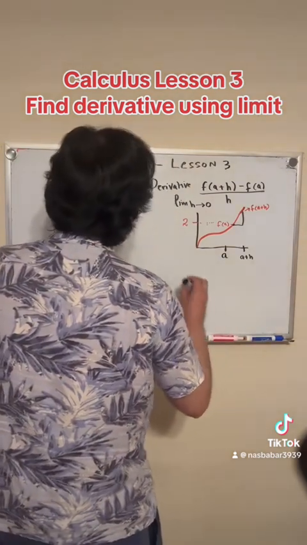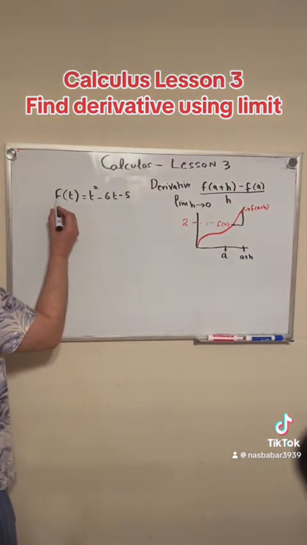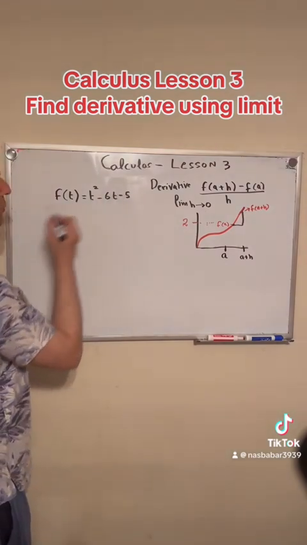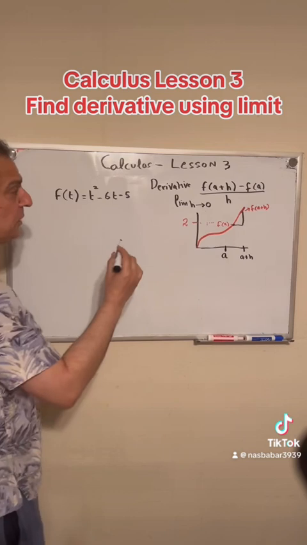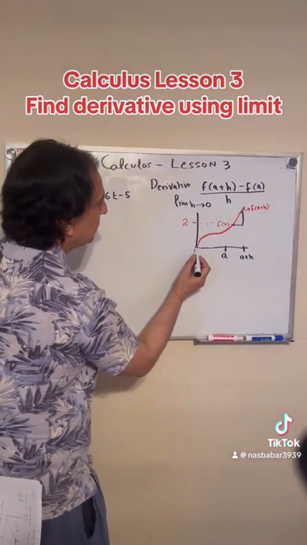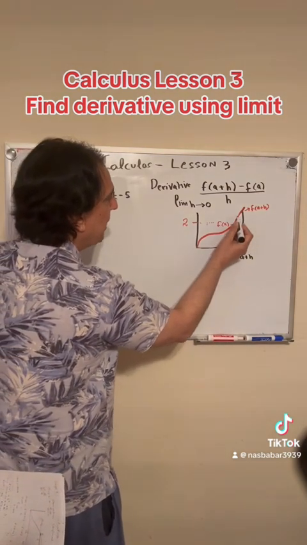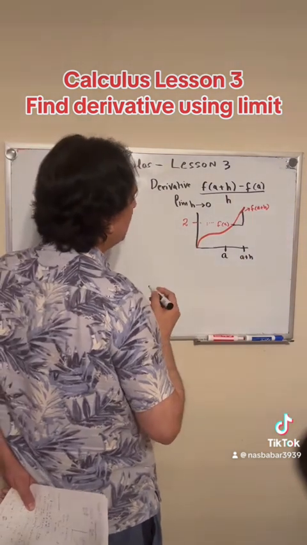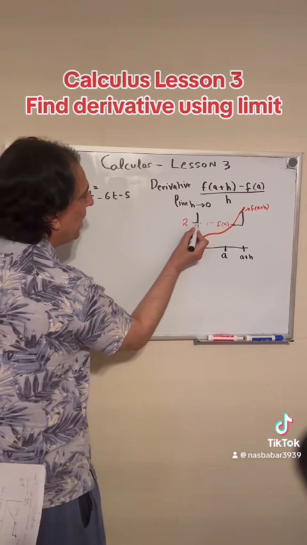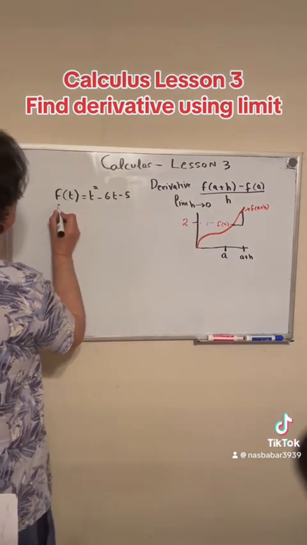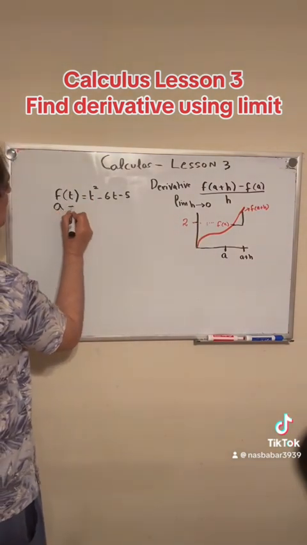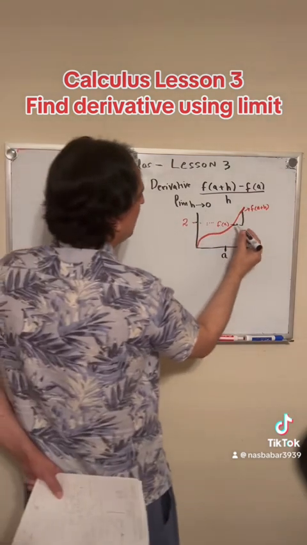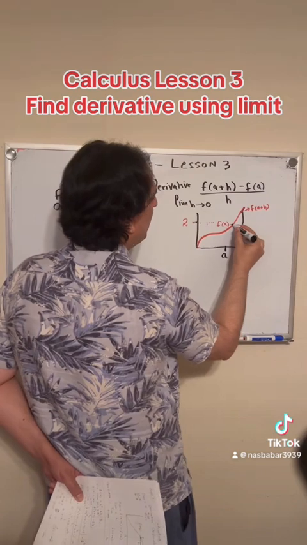So this is the function right here. Function of t is equal to t squared minus 6t minus 5. If you plot this on a graph, you will get something like this, the one in red. And what we've been asked is to find the slope when a is equal to 2. We need to find out the slope at this point right here.